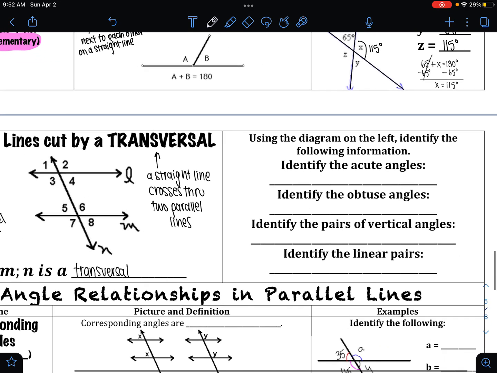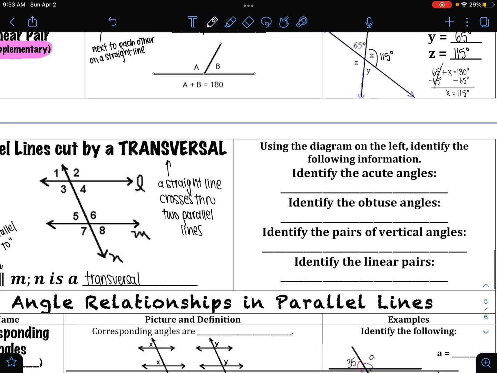So it says using the diagram on the left, so this one, it wants you to find the acute, the obtuse, the pair of vertical angles, and the linear pairs. So the acute and the obtuse I'm going to leave for you because that's pretty simple. Does it look like it's less than 90 degrees? A 90-degree angle looks like this, or it can be turned the other way. If it's anything less, if it's inside of this corner, then it's going to be acute. Anything more than that, it's going to be obtuse. So those are going to be some simple ones for you.